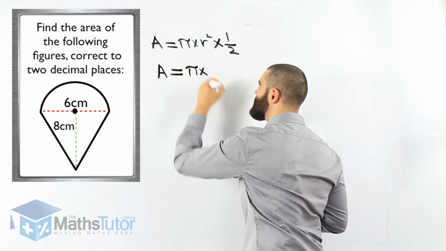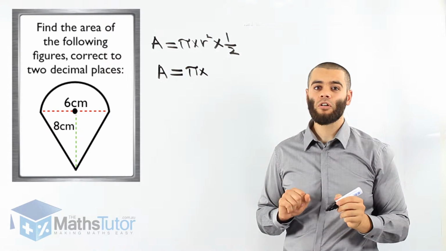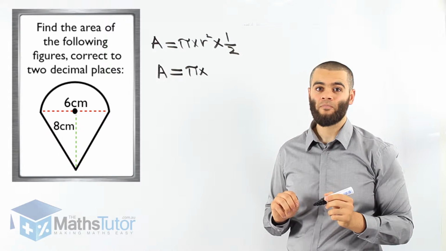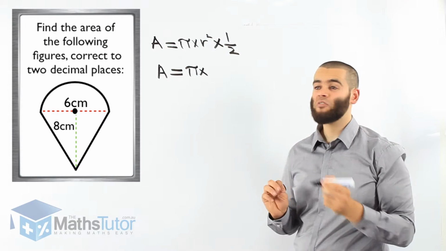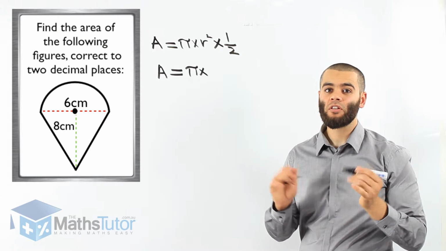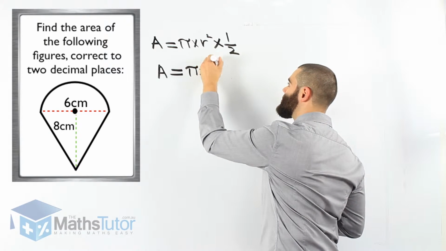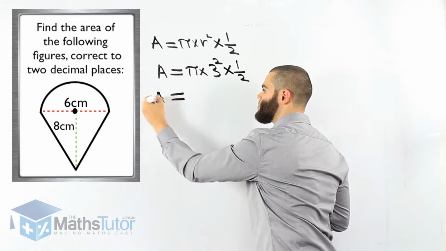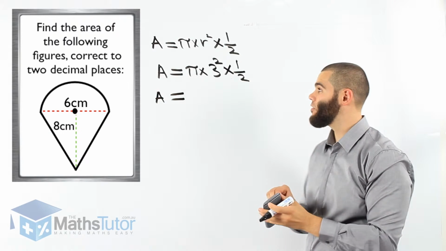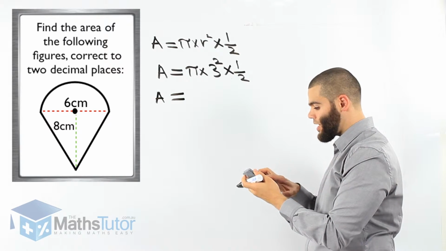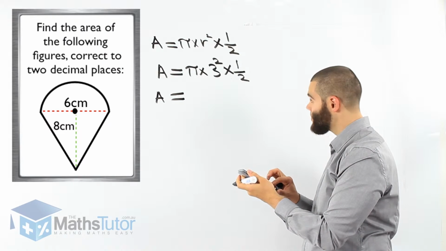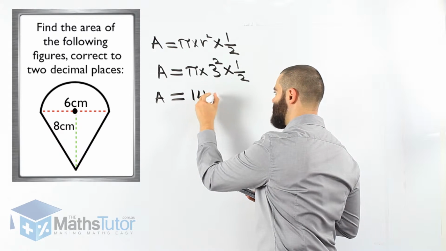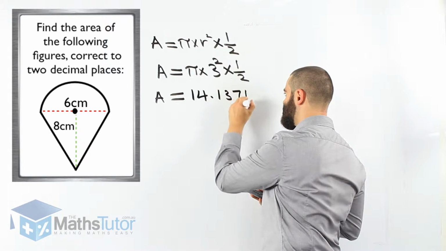Pi times, now the radius. We know that the horizontal red dotted line there is the diameter of 6 centimeters. Now we would like to know the radius. The radius is half of the diameter, half of 6. It's going to be 3 squared times by a half. Okay, let's work out the area of the semicircle on top there. Pi times 3 squared times a half, 14.1371, and it keeps going.